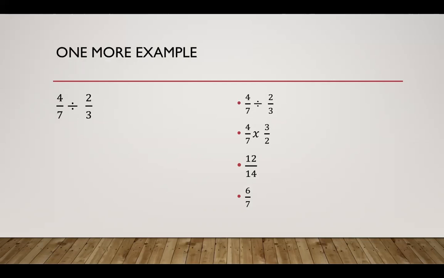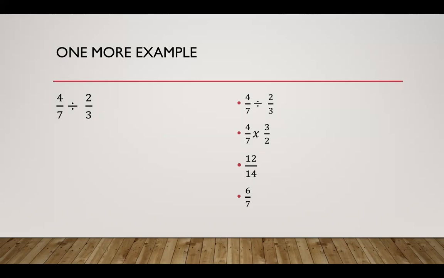Let's try one more example. We have 4/7 divided by 2/3. So 4/7, keep it, that stays the same, times 3/2. Flip it becomes the times, change it is the 3/2. So then we multiply straight across again. We get 12, which is 4 times 3, over 14, which is 7 times 2. Again, we simplify. 12 divided by 2 is 6, and 14 divided by 2 is 7.